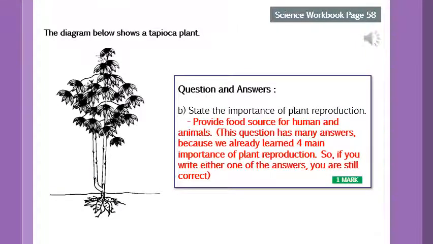Question B, state the importance of plant reproduction. My answer here is provide food source for human and animals. If you see the mark here, it only stated one mark, so only one answer. But you don't have to have the same answer as me, because we have learned 4 main importance of plant reproduction, right? So if you write either one of the answers, you are still correct.